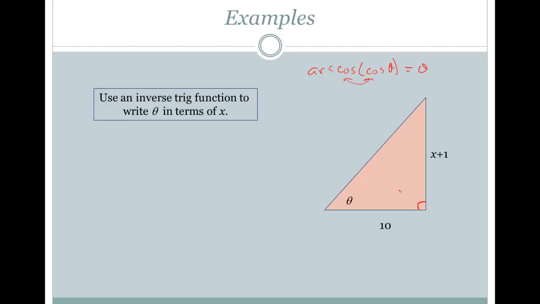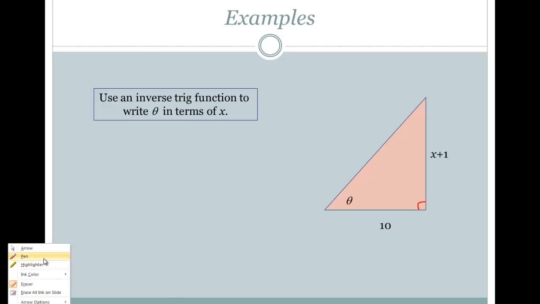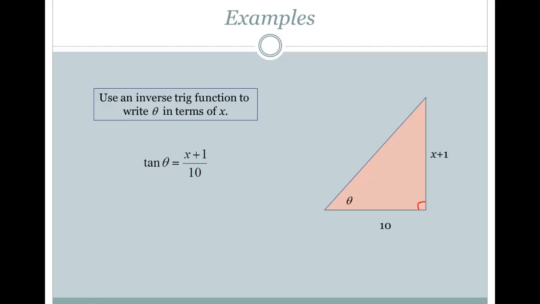In this particular problem, I have different sides here, and you guys should be thinking right off the bat that I want to use arctangent, or the tangent function. So I would write this as tangent of theta is equal to x plus 1 over 10, opposite over adjacent. And again, I would just take the inverse of the tan, which is arctan. So theta would be equal to arctan of x plus 1 over 10. Okay.